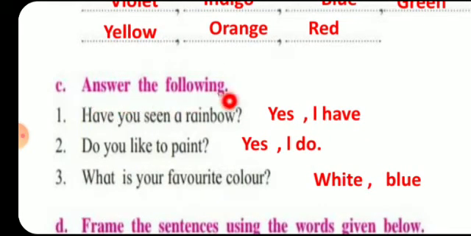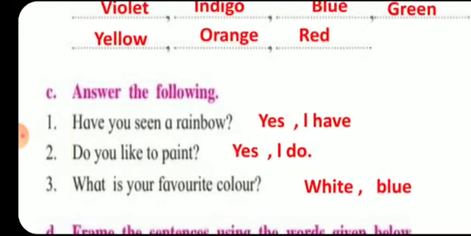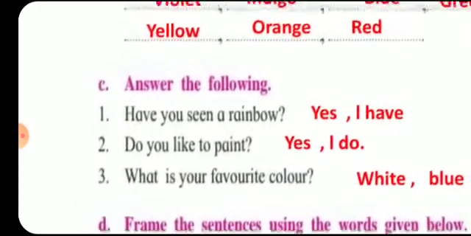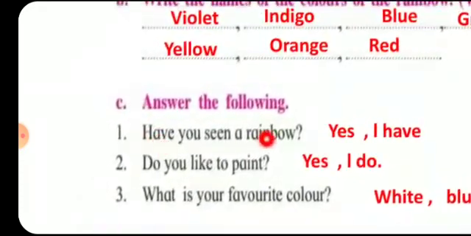Now question number C. Answer the following. The first question is, have you seen a rainbow? Children, there are some questions which are to be answered in yes or no. So in the question there is some way to write the answer. So you all have seen a rainbow, yes or no? Yes. So we will write yes.